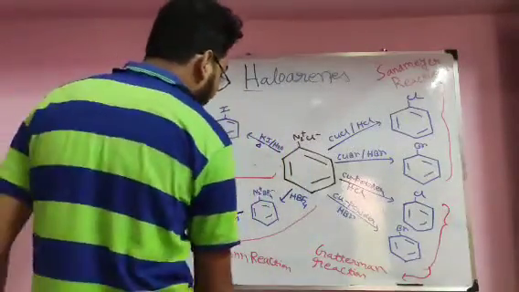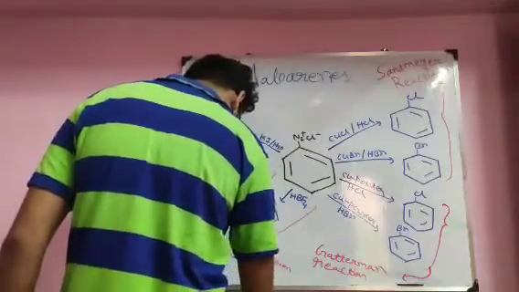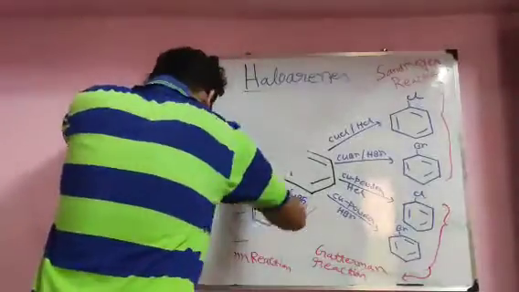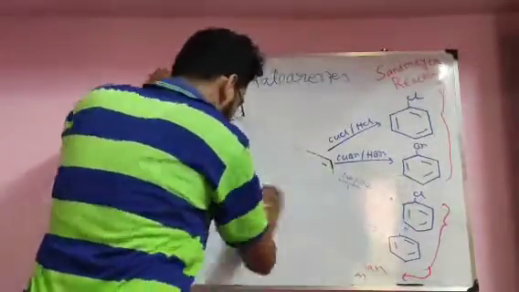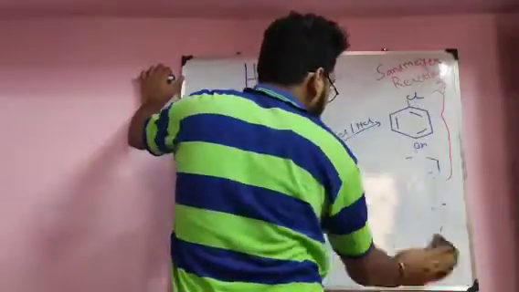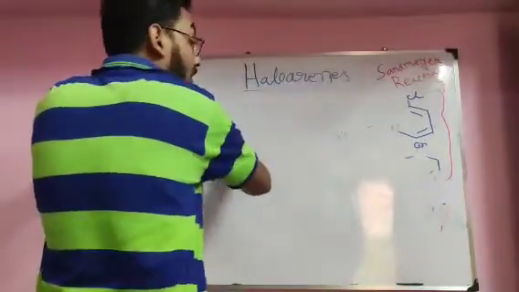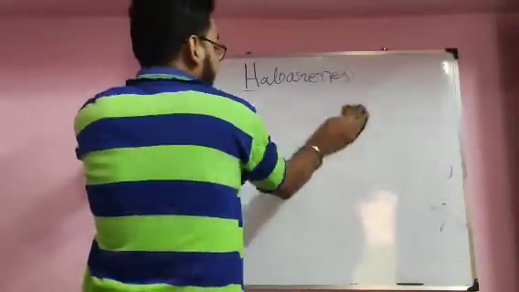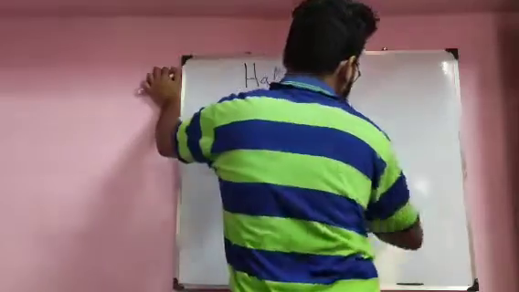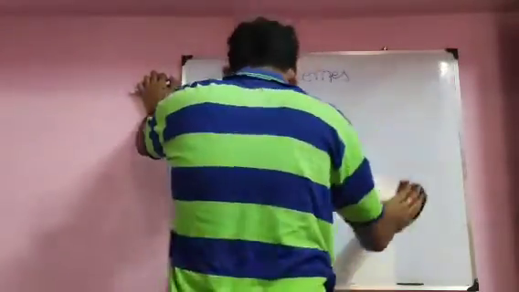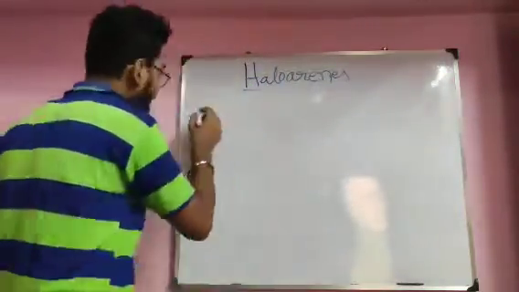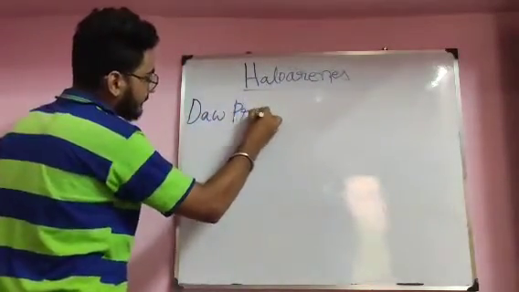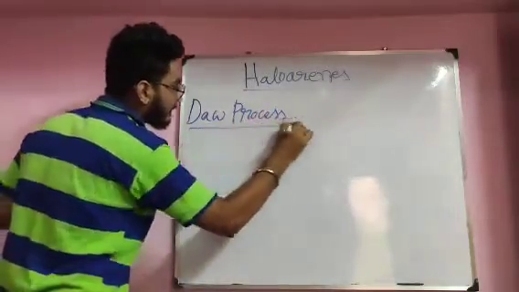Next is Dow process. Dow process is also known as formation of phenol. In Dow process, phenol is formed.